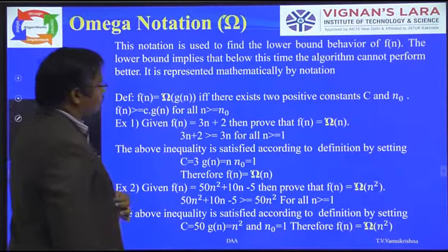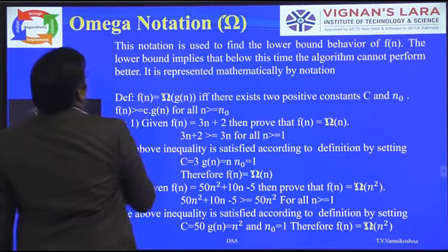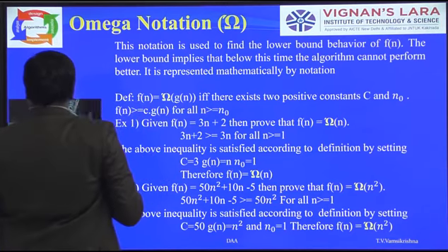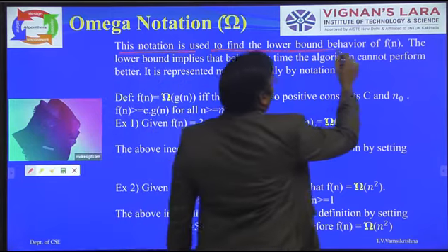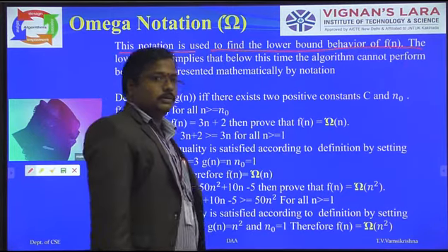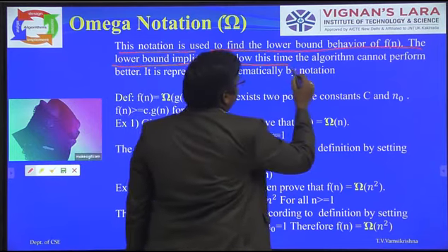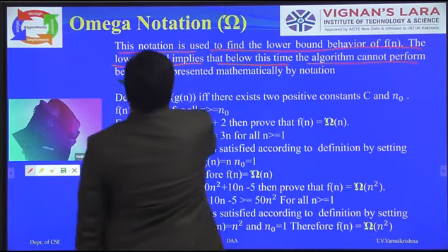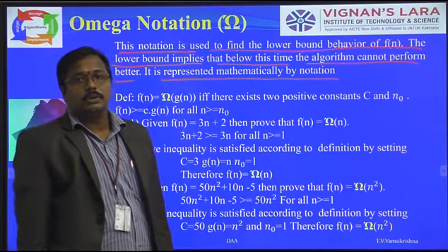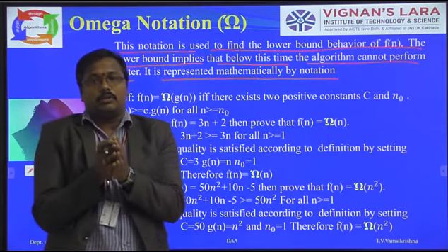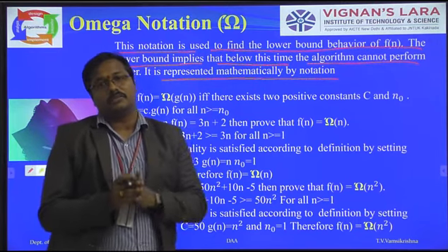So the next thing is omega notation. In case of omega, just see the definition. The notation is used to find the lower bound behavior of f of n. So f of n has a lower bound, which implies that below that the algorithm cannot perform better. It is represented mathematically by this notation. Omega represents the lower bound of the algorithm, which means it is talking about the minimum value.